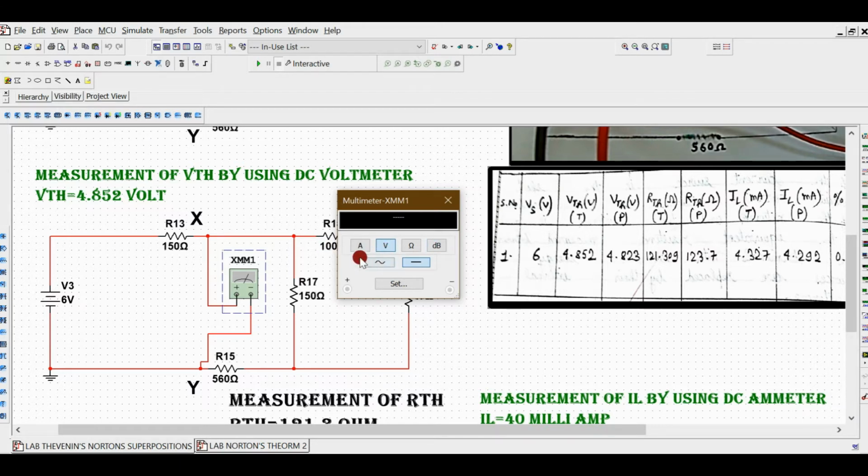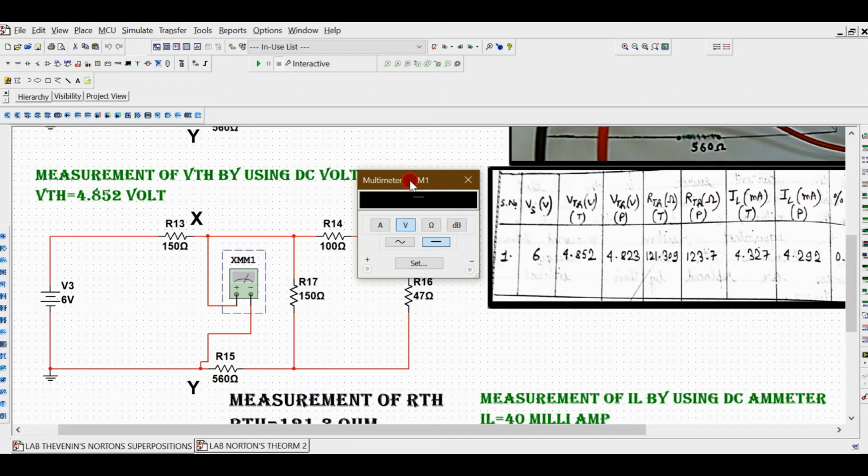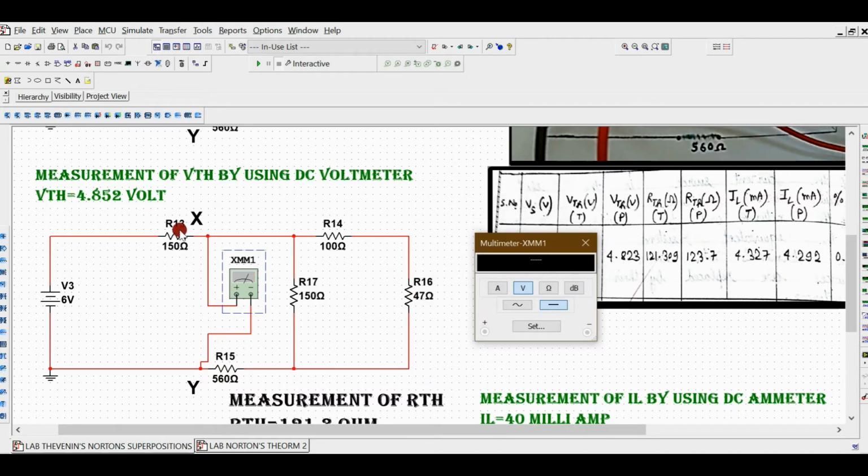There are options. It can work as an ammeter, voltmeter, ohm meter, decibel meter, whether AC or DC. You can select one. Since a DC source is connected, we will select this DC symbol, and this multimeter will behave like a voltmeter. We have already selected this V. Now I have connected this voltmeter across these two terminals, and VTH is already connected in the circuit, and all the resistances except the load resistance are connected in the circuit.